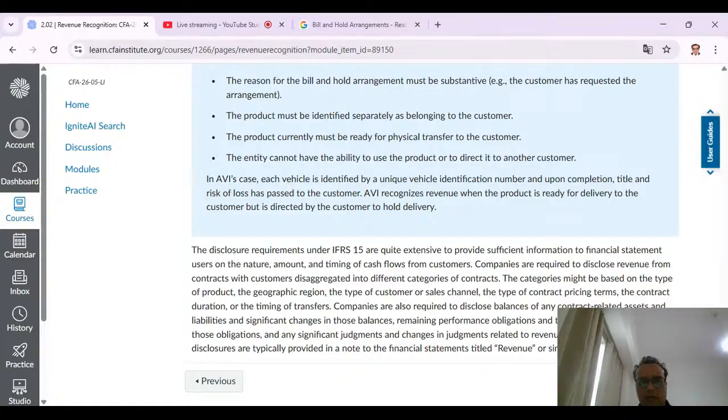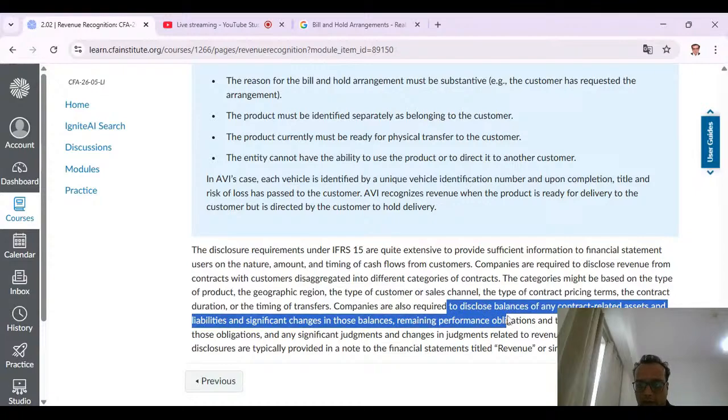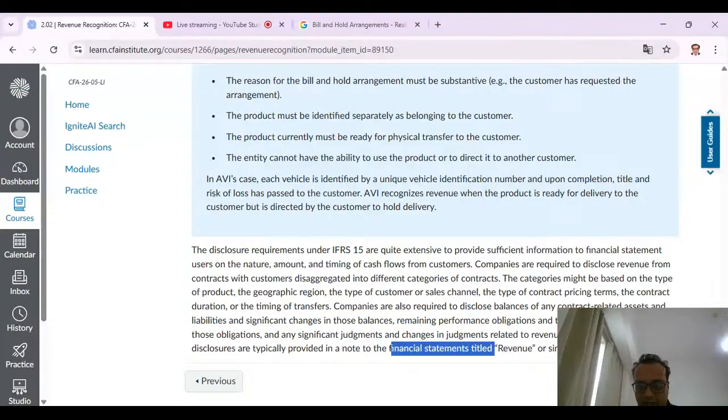They may have recognized a good amount of revenue this year, but there may not be a good amount of revenue next year if there are no other projects in the pipeline. So it becomes very critical that the company provides what is the nature of revenue, what is the timing of revenue, and cash flows from this. Companies are also required to disclose balances of contract related assets and liabilities and significant changes in those balances, remaining performance obligations and transaction prices allocated to those obligations. These disclosures are typically provided in a note to the financial statements titled revenue or other. Perfect. Now let's go to the questions for this.